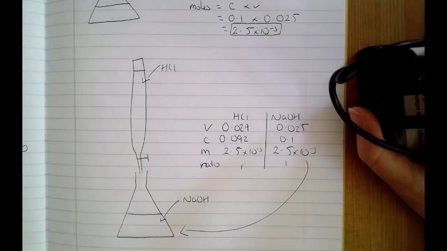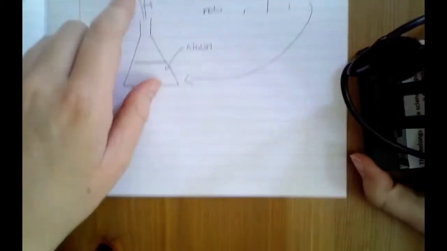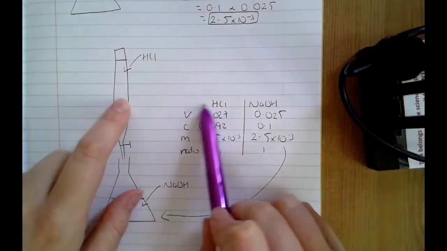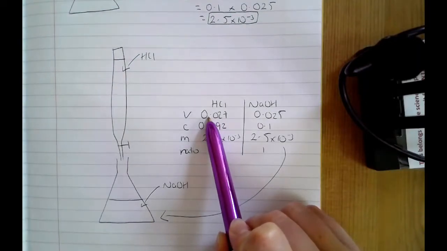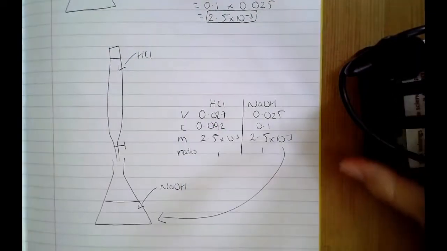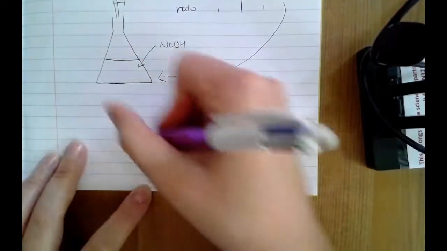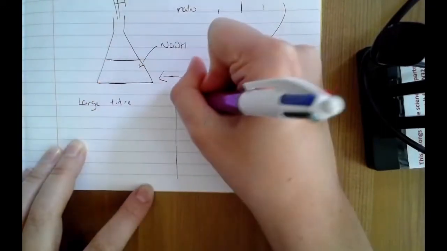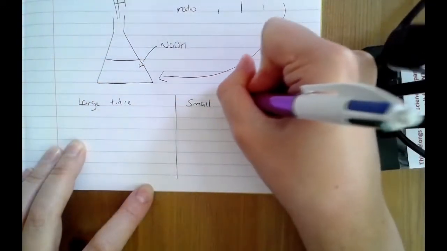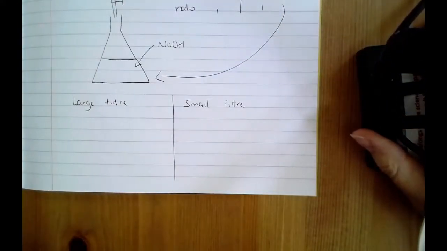They can also ask you a few questions about the titre itself. So when I'm talking about the titre, I'm talking about the volume that you've added from your burette. So again, you're going to do this a couple of times and you're going to get the average, but whatever you're adding from the burette, that's your titre. And they can ask you questions about, sometimes the titre is too large, and sometimes the titre is too small, or smaller than expected, or smaller than everyone else in the group who did it. And they can ask you to suggest reasons why.